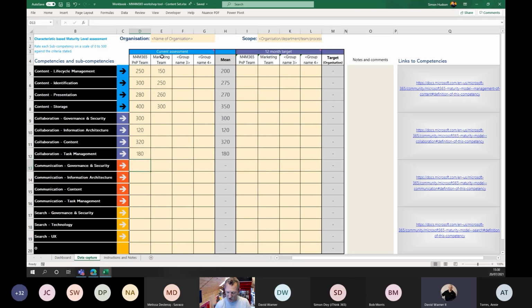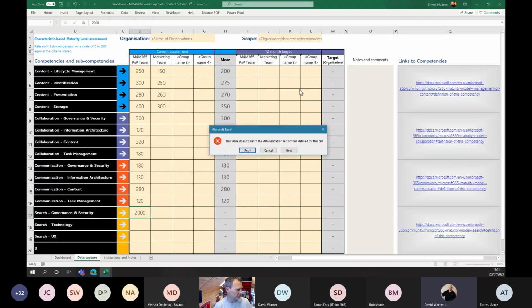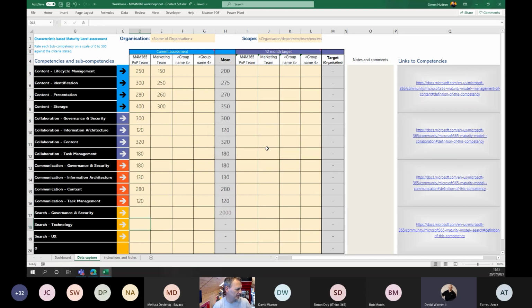Governance and security, yeah, really should be better. Information architecture, yeah, comms being who they are, it's not as good as it should be, but the content, pretty good. Oops. Task management for comms, still not very good. Governance security around search. It's kind of okay because it's imposed. Oh, that's nonsense. Oh, look, the data validation's kicked in. That was nice of it.